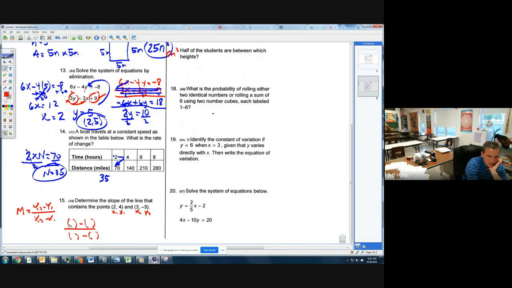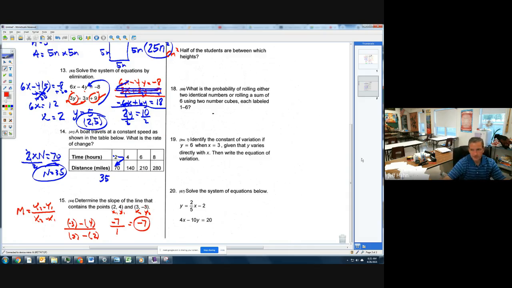Y sub 2 is negative 3 minus y sub 1, which is 4. X sub 2 is 3 minus x sub 1, which is 2. And a negative 3 and a negative 4 is a negative 7. 3 minus 2 is 1. So technically this has a slope of negative 7.